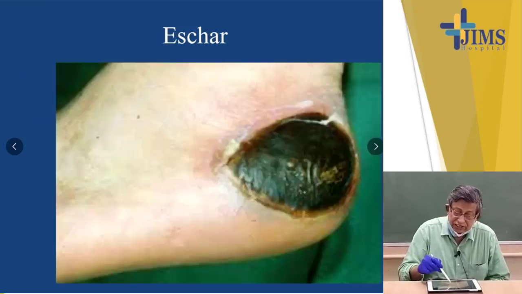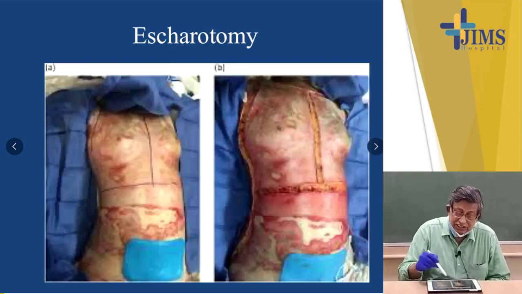This is the eschar. There is a burn here, and there has been necrotic tissue that dried over it, which is called eschar. Now, if there is compression over the chest, etc., there may be an incision, mainly lateral incisions, to release the compression. This is called escharotomy.